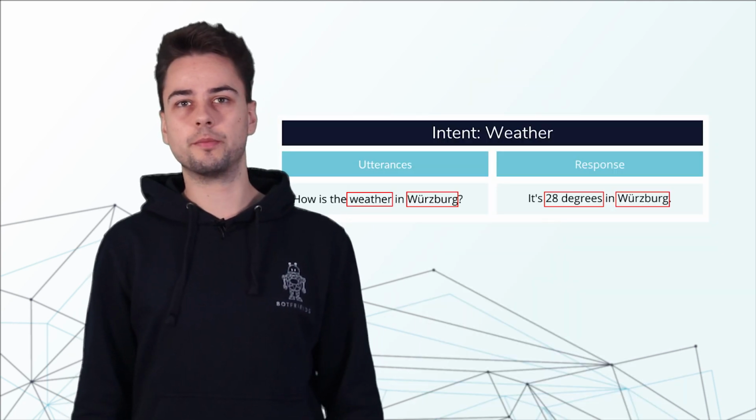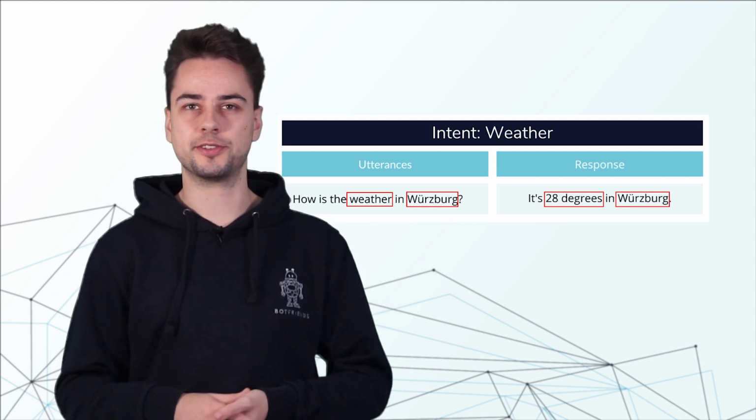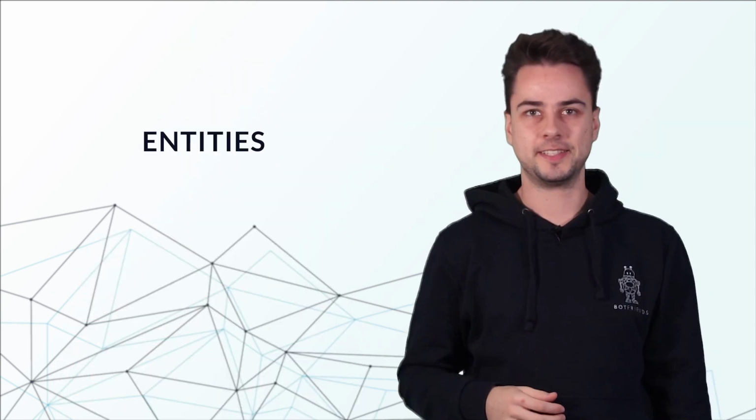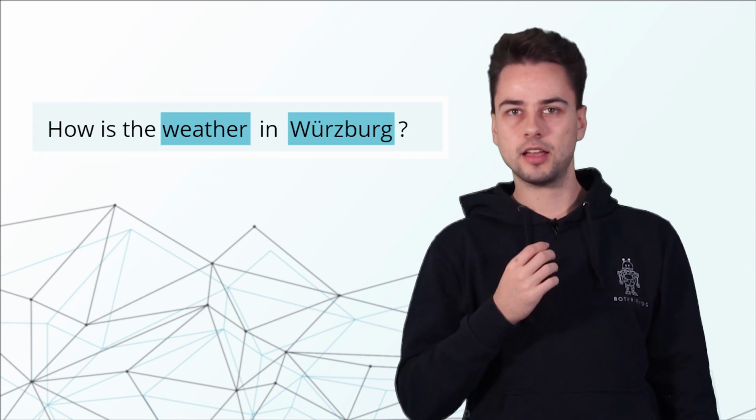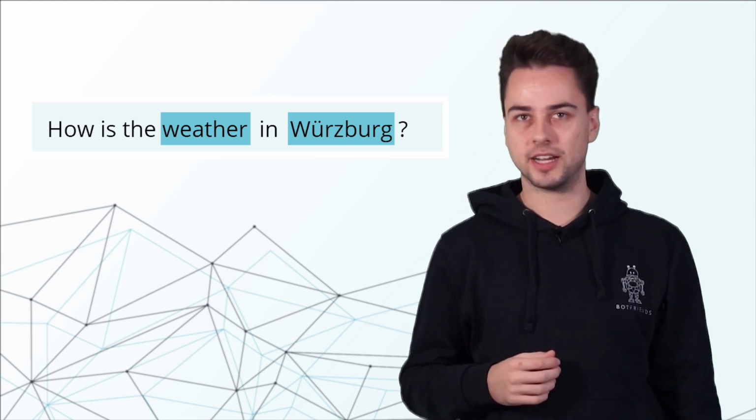We see that some words are important for your chatbot to extract information and give appropriate answers. Those words are called entities. They tell your chatbot which information it needs to access. The entity city, here Würzburg, is the location we've been asking for. After identifying all entities, the chatbot will retrieve data from APIs like OpenWeather to get a forecast for your location.